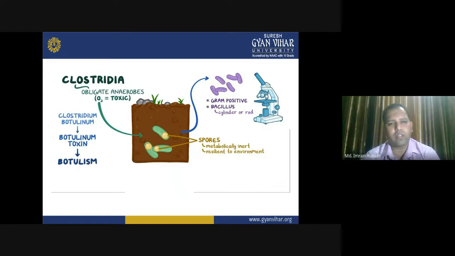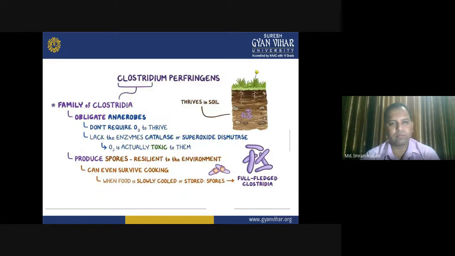So Clostridium botulinum produces botulinum toxin that causes botulism. So this image readily explains how that functionality takes place in Clostridia. So here we have another image of Clostridium perfringens. Okay, now what is the speciality of this Clostridium? It thrives in soil.